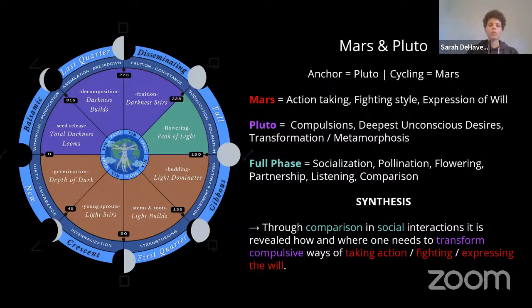So Mars and Pluto synthesized for full phase using keywords: socialization, pollination, flowering, partnership, listening, and comparison. Through comparison and social interactions, it is revealed how and where one needs to transform compulsive ways of taking action, fighting, and expressing the will. So, paying attention to what's going on in the social sphere helps a person get the data required to figure out where they need to change, to adapt, to metamorphose, to transform ways of taking action, fighting, and expressing their will.